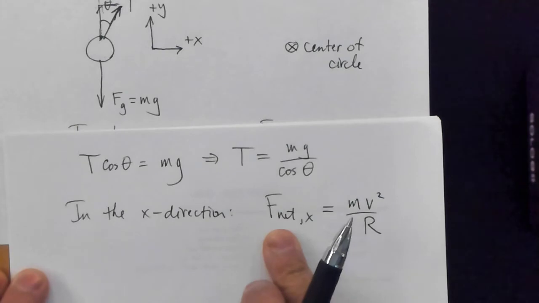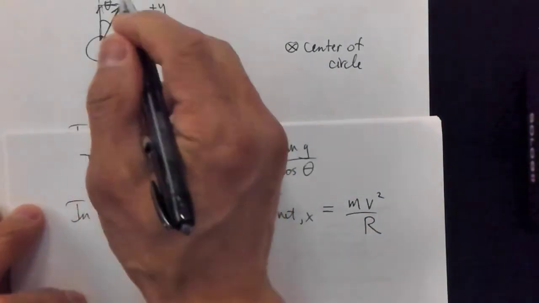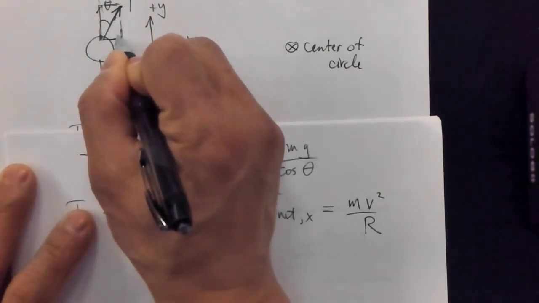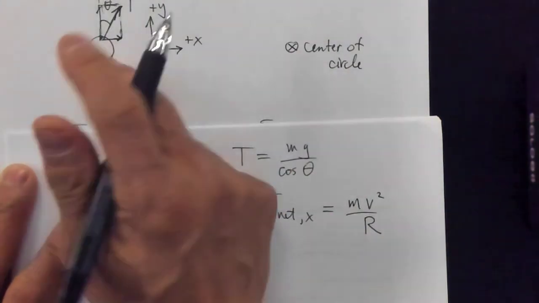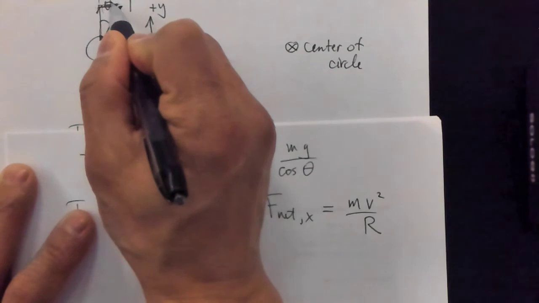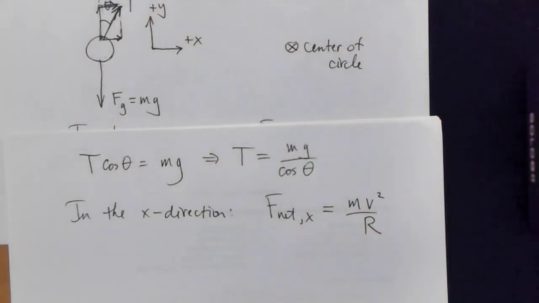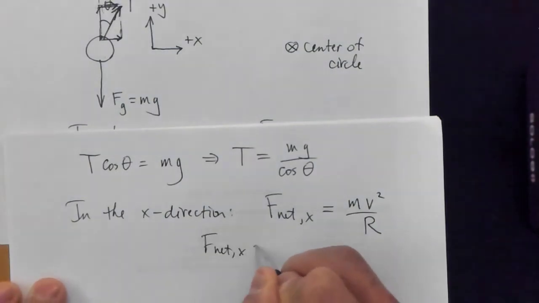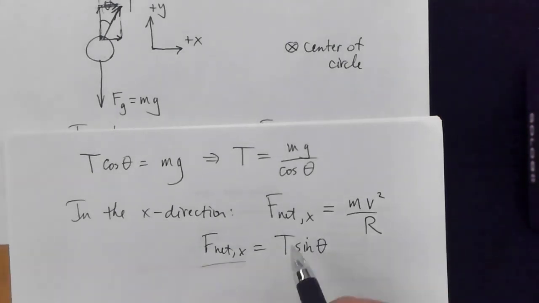Okay, so we need net force in the x direction to be mv squared over r, but now let's take a look at what forces we have in the x direction. So we only have this force here, or I could have drawn it up there if you want. Maybe up here is a little bit easier to see because I already have the angle there. So it's going to be T times the sine of theta, right? Everybody got that? So F net x is equal to T times the sine of theta. So we have F net x is equal to this, and it's also equal to that.